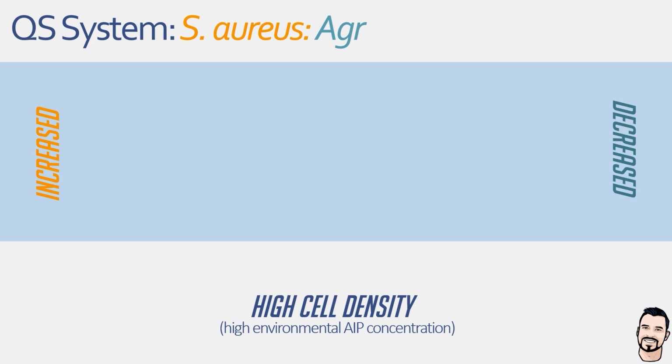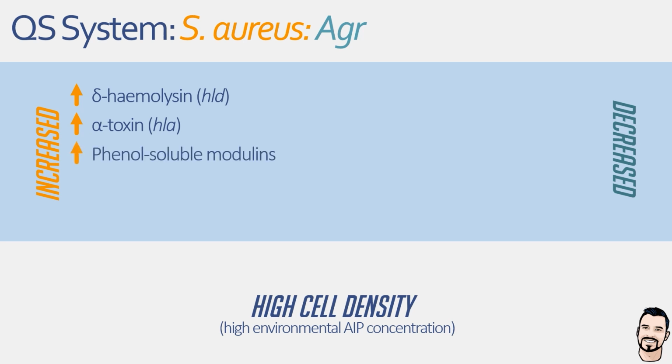The first being delta hemolysin and alpha toxin, which are pore-forming toxins that disrupt host cell membranes, cause cell lysis, and help Staphylococcus aureus to evade the host's immune system. We also have an increase in the expression of phenol-soluble modulins, which are multifunctional molecules acting as both pore-forming toxins and pro-inflammatory agents, contributing to host tissue damage and persistent inflammation.